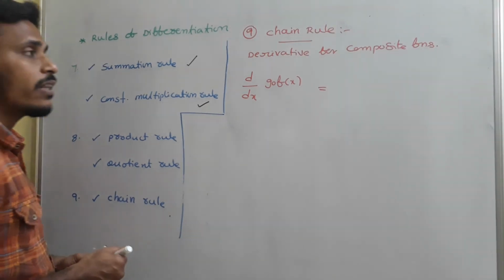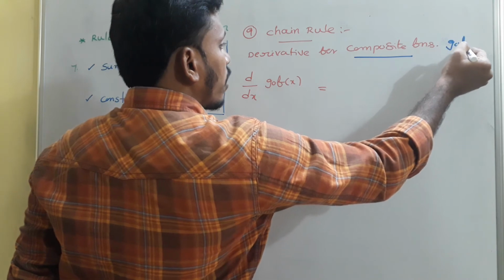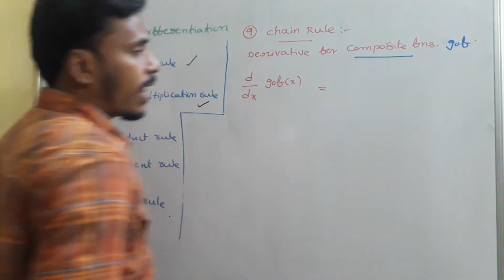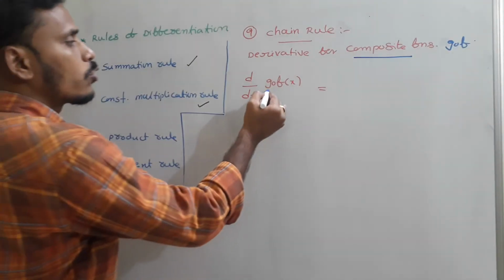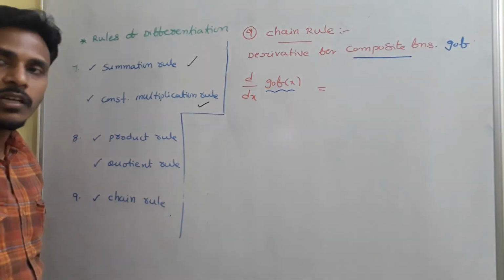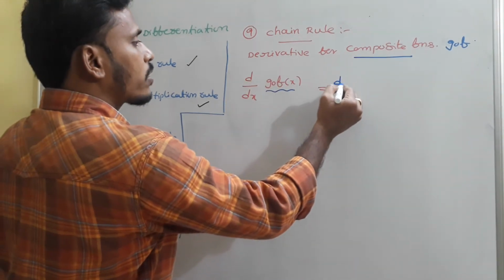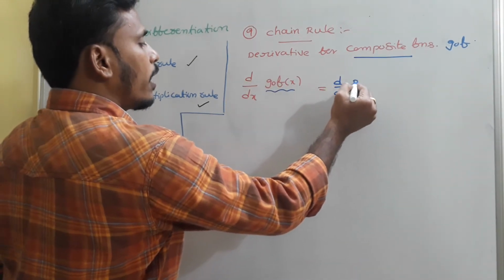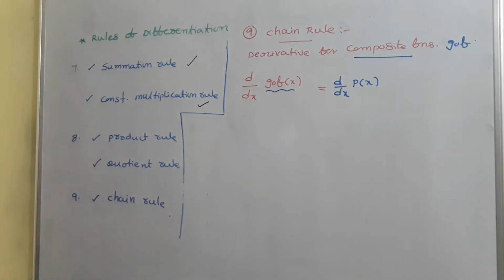Here we need to find the derivative for composite functions. We already learnt composite functions like g circle f or f circle g. So d by dx of g circle f of x we need to find. We need to apply our basic definition method to find its derivative. So treat this g circle f of x as some p of x. So d by dx of p of x is the first step, and just apply our definition for this.